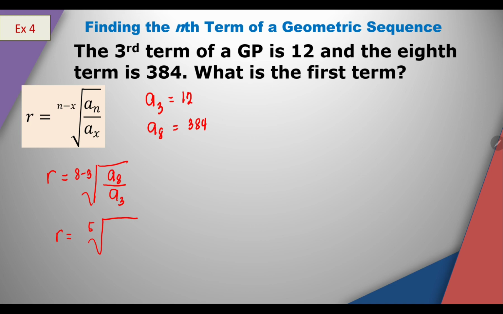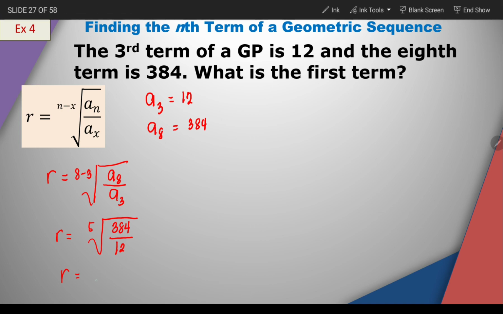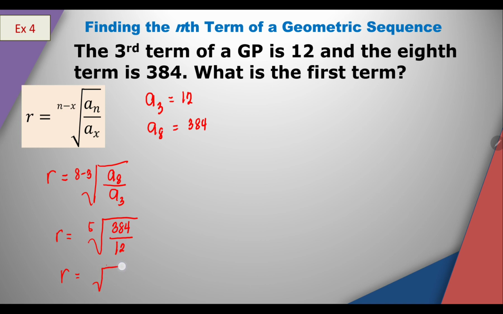What is a sub 8? We have 384. And what is a sub 3? We have a 12. And if we simplify that, 384 divided by 12, we will be arriving at the fifth root of 32. Your 384 divided by 12 is 32. Then, you get the fifth root of 32, or we can now say, we rewrite 32.